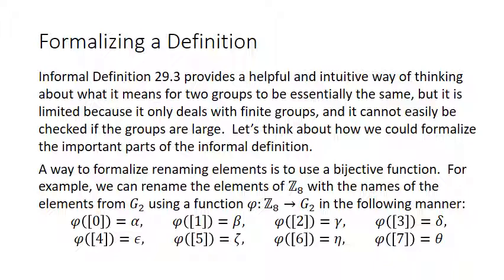A way to formalize the renaming of elements is to use a bijective function. For example, we can rename the elements of Z8 with the element names from G2, which are those Greek letters, using a function phi that maps from Z8 to G2 in the following manner. Phi of 0 is alpha, phi of 1 is beta, phi of 2 is gamma, phi of 3 is delta, and so on, just in alphabetical order. That's actually what we were doing on that previous activity where we were renaming the elements of Z8 to be the Greek letters. We were applying this function, basically.